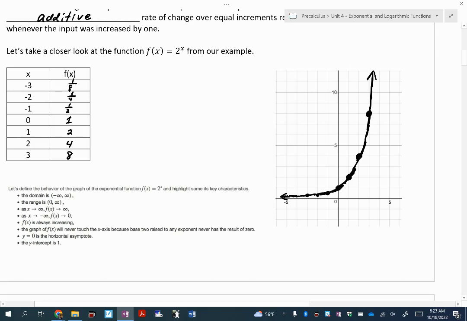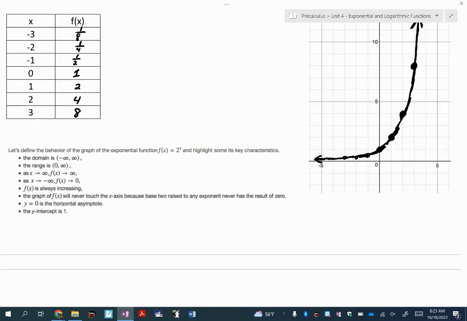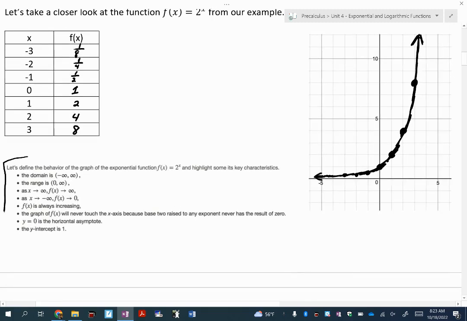All right, so something like that. All right, and so this is one of your basic graphs showing exponential growth for 2 to the power of x. Now, there's some characteristics here. I'll kind of zoom in here on these characteristics.